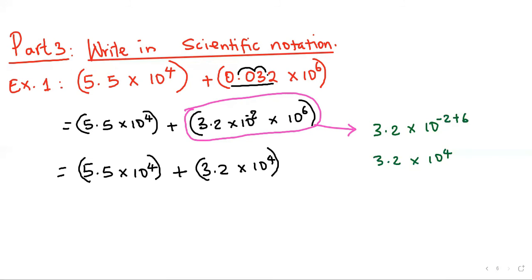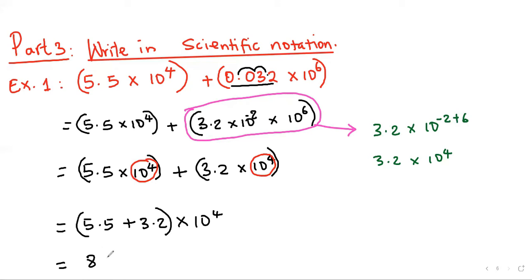Okay? Now you can see that you have 10 to the power of 4, and here you have 10 to the power of 4. So we can do it as 5.5, okay, plus 3.2 times 10 to the power of 4. And this will be 8.7 times 10 to the power of 4. And this will be our final answer. I hope you understand that.